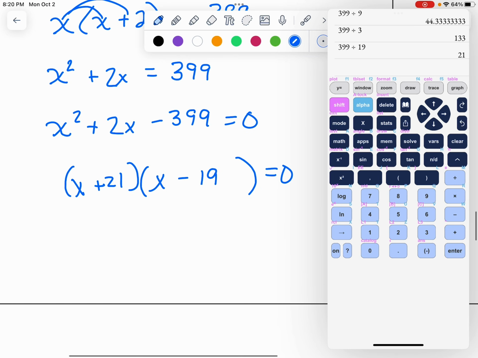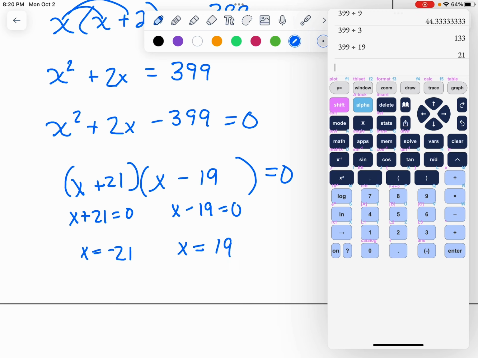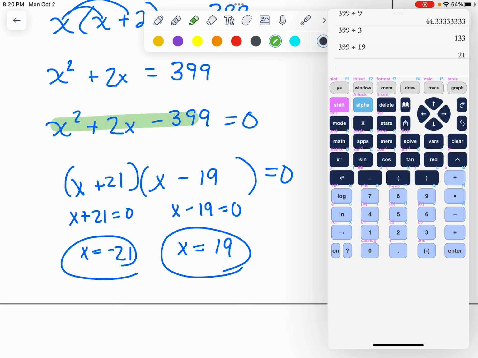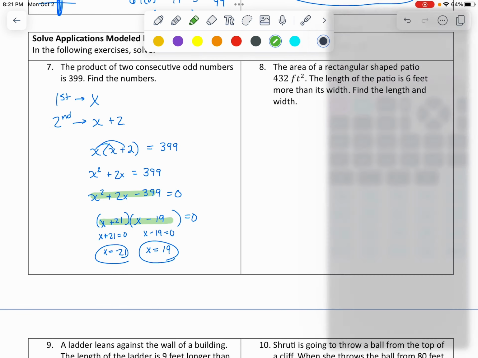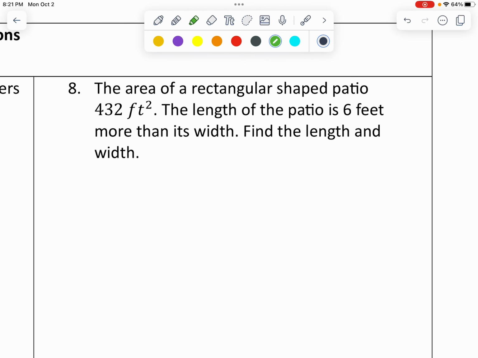So what are the two numbers? If x plus 21 equals 0, x would equal negative 21, and if x minus 19 equals 0, x equals 19. Now should they be able to factor that on their own? Should they be able to take this and transform it into this? Maybe not as quickly as we did. But yes. But if not, you can always ask. Always ask.